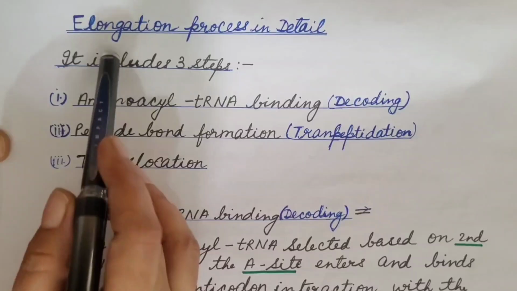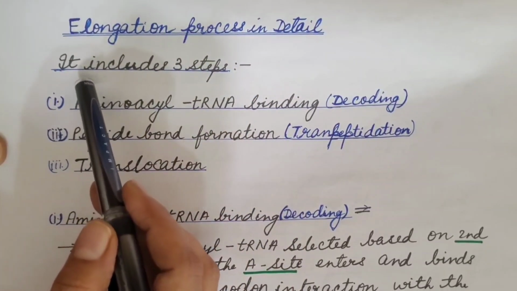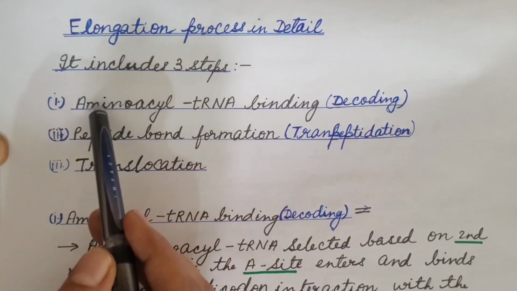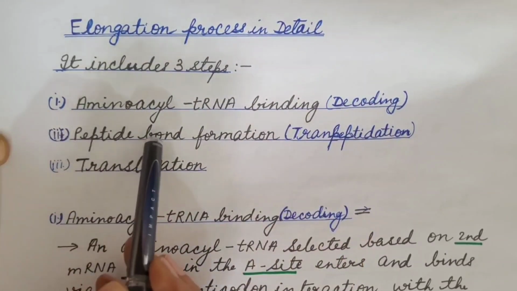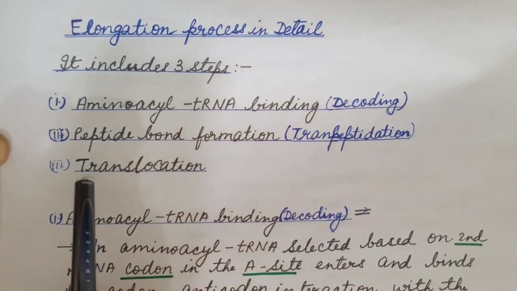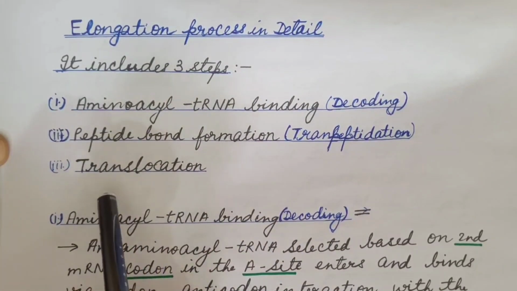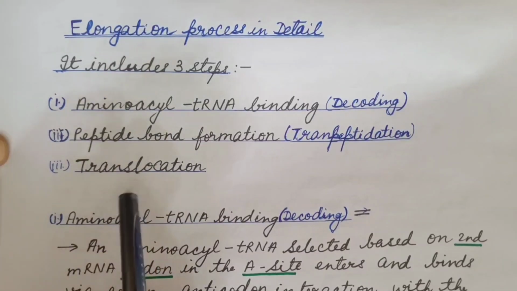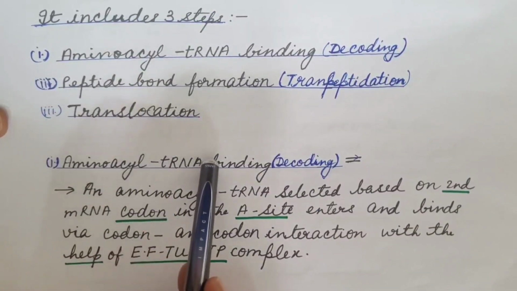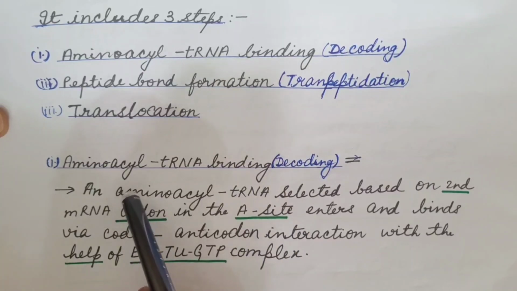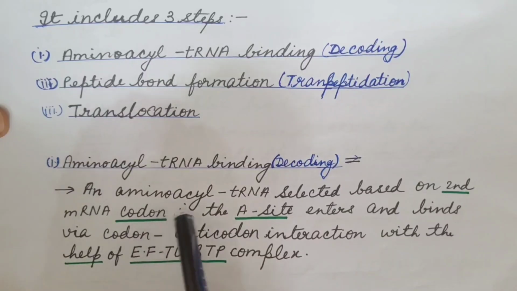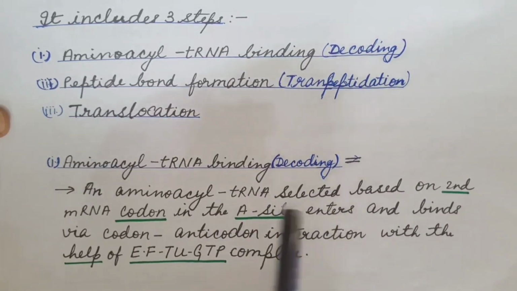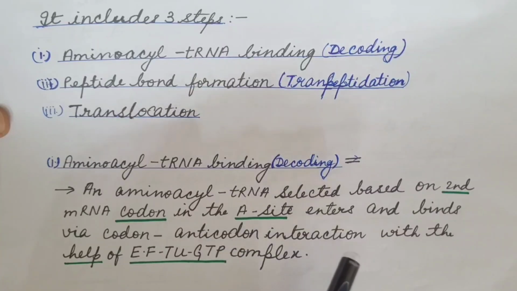Now let us see this elongation process in detail. This elongation process includes 3 steps. First is aminoacyl transfer RNA binding or decoding. Second is peptide bond formation or transpeptidation. And third is translocation. Now let us see these steps one by one. So first is aminoacyl transfer RNA binding or decoding. An aminoacyl transfer RNA selected based on the second messenger RNA codon in the A site enters and binds via codon-anticodon interaction with the help of EFTU-GTP complex.